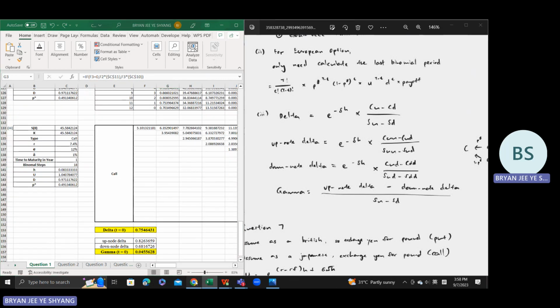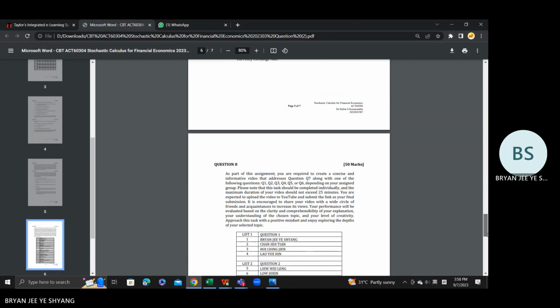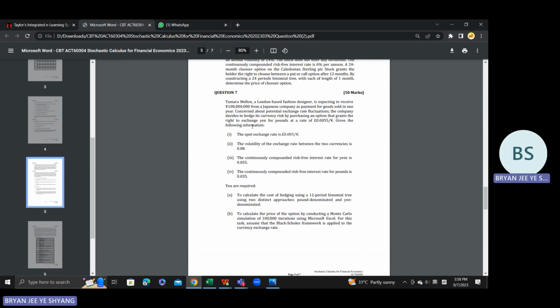So now let's move to question 7. Tamara Mellon, a London-based fashion designer, is expecting to receive 100 million yen from a Japanese company as payment for goods sold in 1 year. Concerned about potential exchange rate fluctuations, she decided to hedge her currency risk by purchasing an option that grants the right to exchange yen for pounds at a rate of $0.0055 per yen, given the following information.